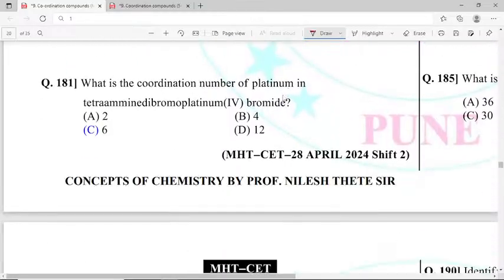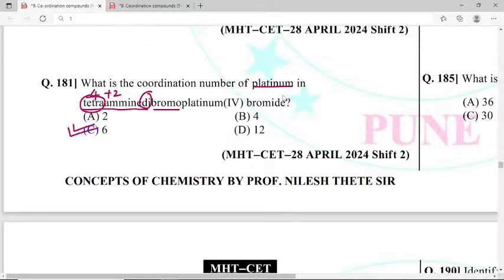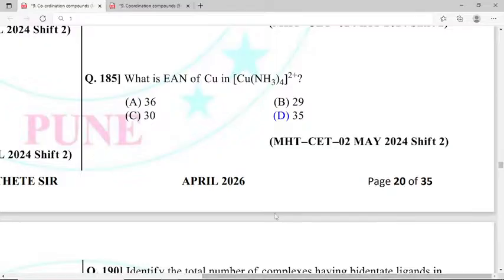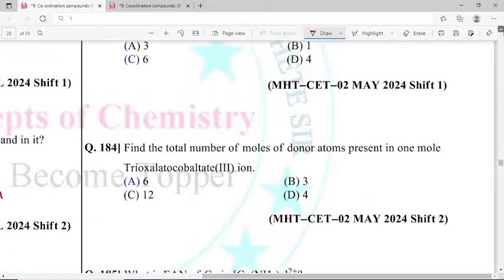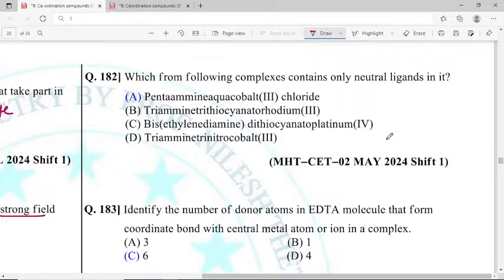Next, what is the coordination number of platinum in the tetraammine dibromo complex? Tetra stands for 4, di for 2, so 4 plus 2 is 6. So the coordination number is 6, which is the number of electrons donated by the ligands.